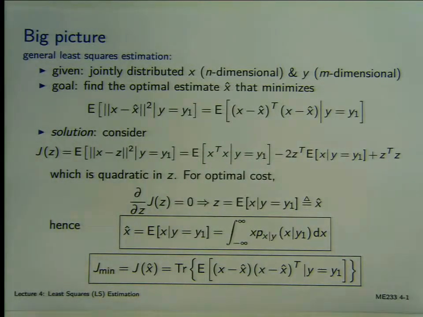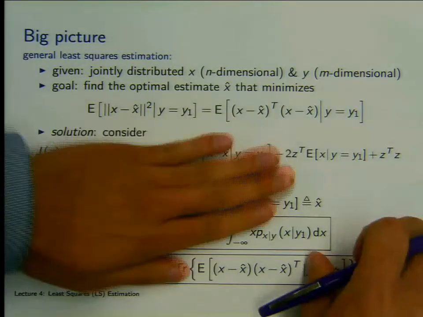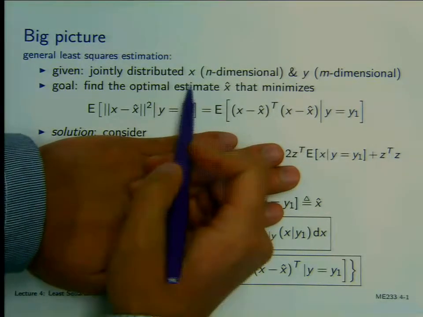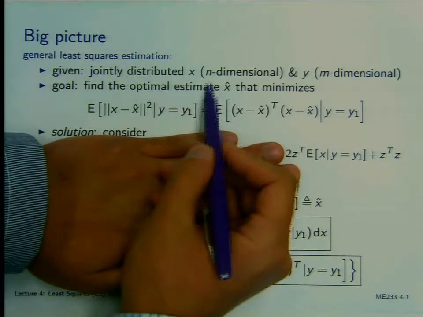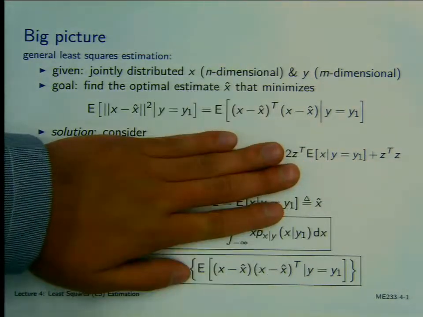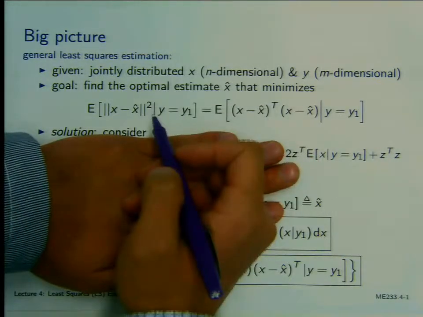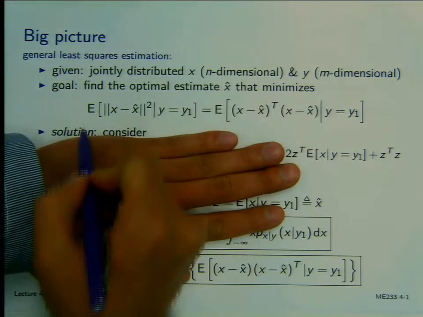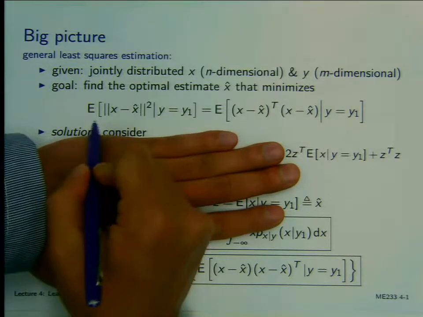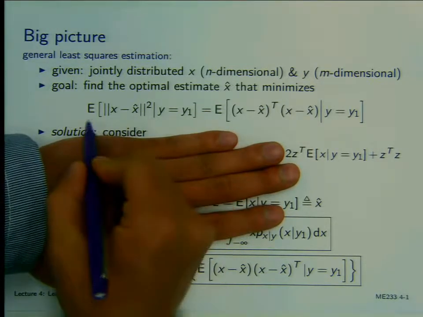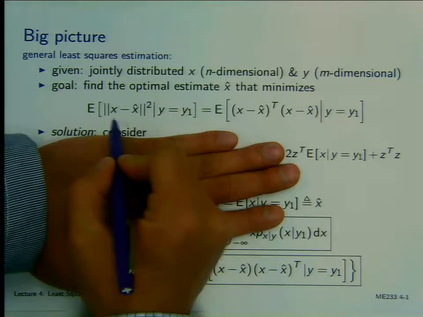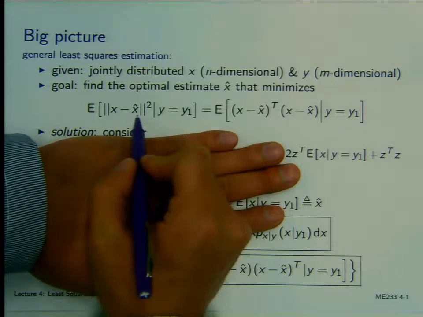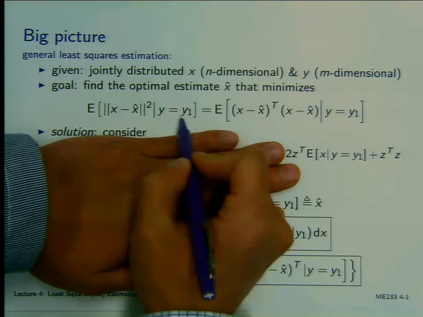So the problem definition looks like this. We have jointly distributed random vectors, x and y. I haven't specified whether x and y are Gaussian or not, so the random vectors can have any kind of distribution. The goal is to solve this minimization problem: to find this x hat that minimizes, you see this expectation sign, the variance between x and x hat, given some information y.